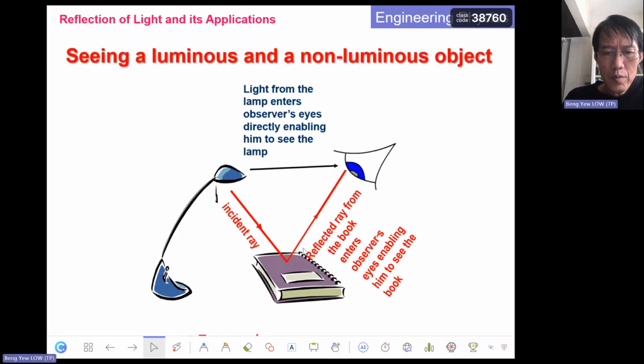Can you tell me why we see the book in this diagram as purple in color? Pause the video and think about the answer. Yes, you're right. This is because purple light is reflected by the book, whereas all the other light colors are being absorbed by the book.